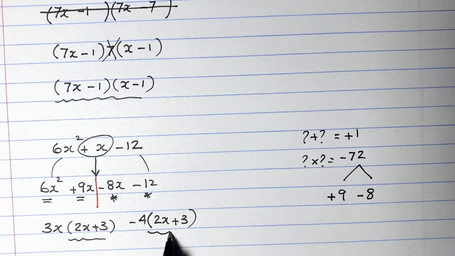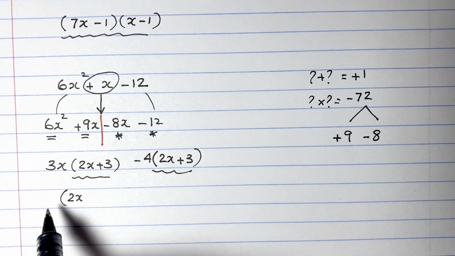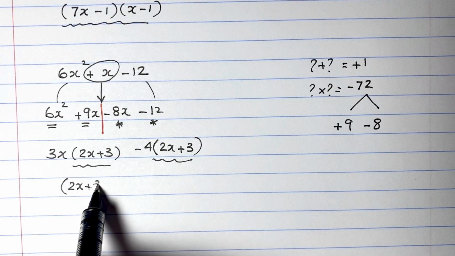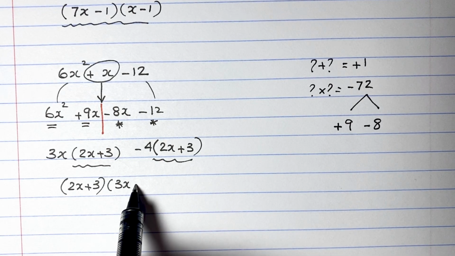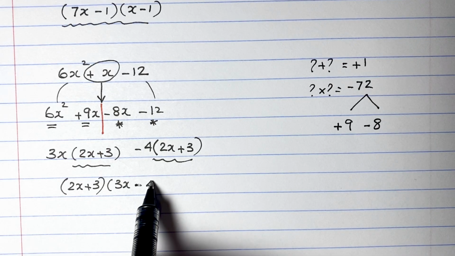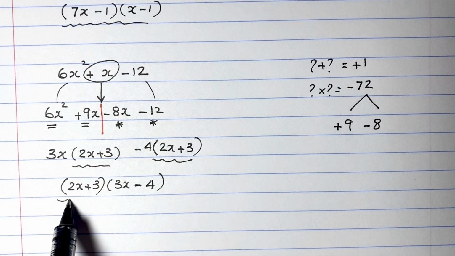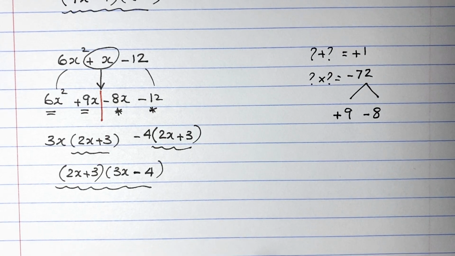Now factorize the bracket. Write the bracket and cover the bracket. That gives me 3x minus 4, and that's the final answer.